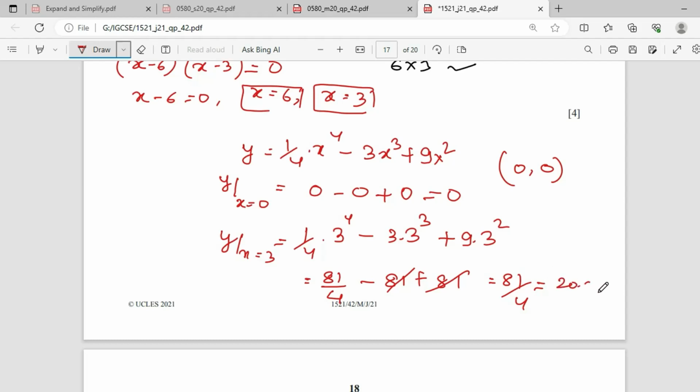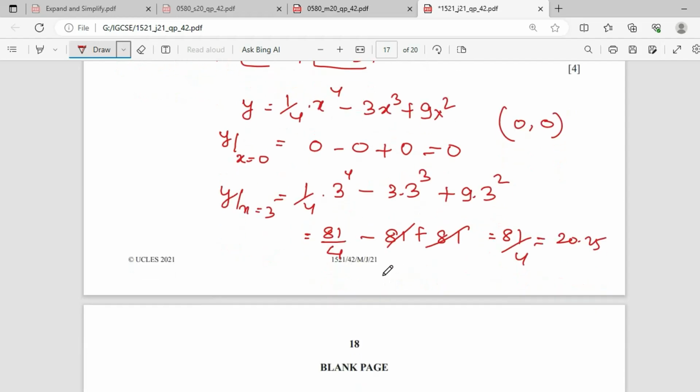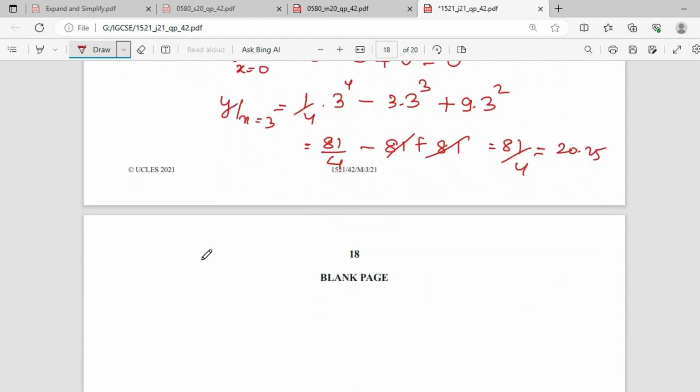20.25. So another value we got it. Now for the third one, try to substitute for the third one, y when x is equal to 6.